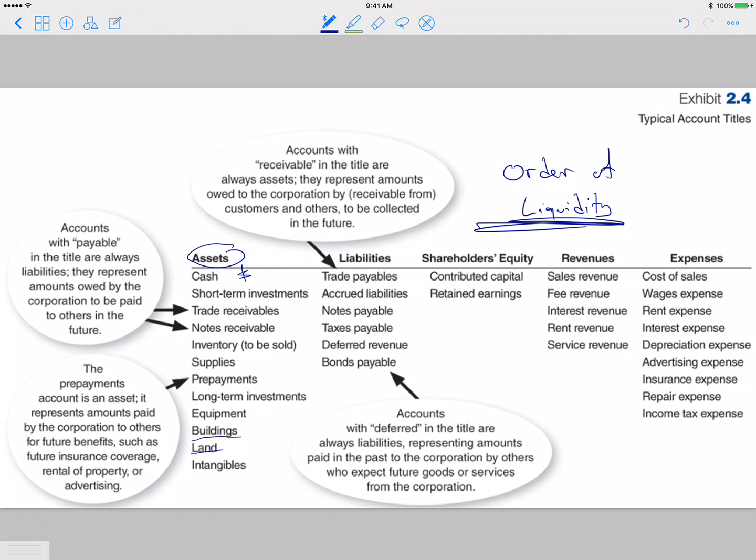So take a look. If you want, pause, read through it. But there's a couple of things to note. Anything that says payable is always going to be a liability. A receivable is an asset. So read through. These 3 accounts here are part of your balance sheet: the assets, liabilities, and equity.